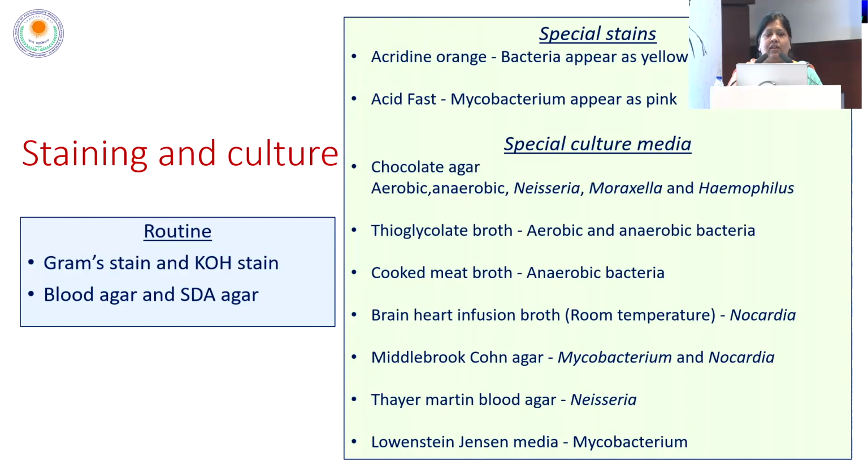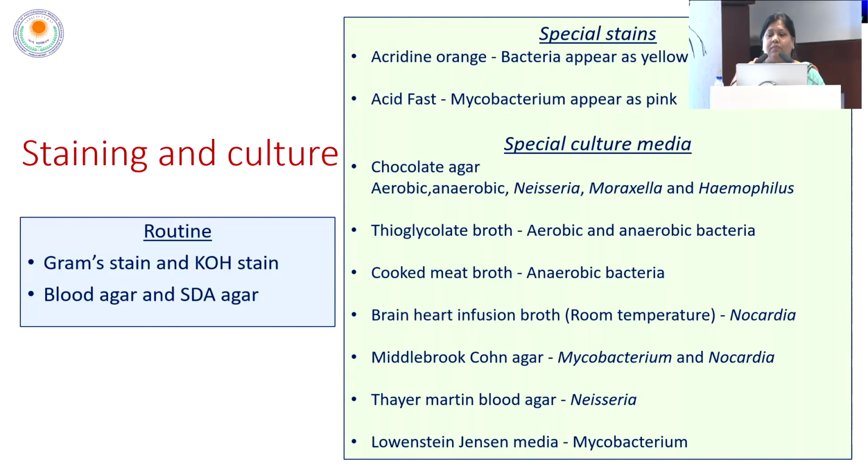Blood agar and SDA agar are the standard culture media which is done always. Additionally, one may use non-nutrient agar for Acanthamoeba, or one may use special culture media depending upon the suspected organism. That usually is done in conjunction with the microbiologist. So if recommended, they may culture it further on chocolate agar for so many other organisms, or particularly Neisseria, and for anaerobic organisms, cooked meat broth is used.